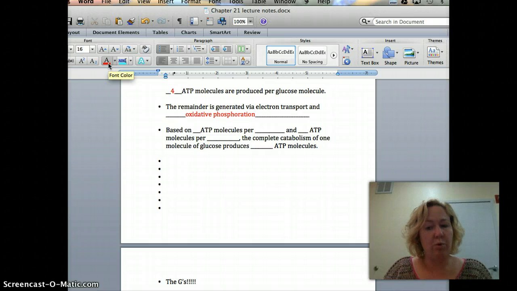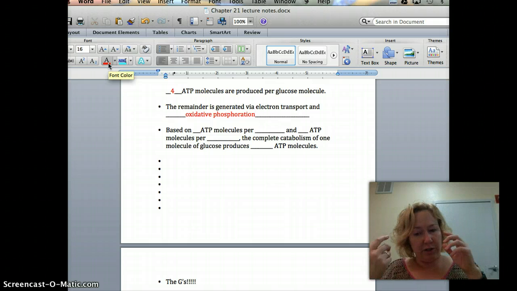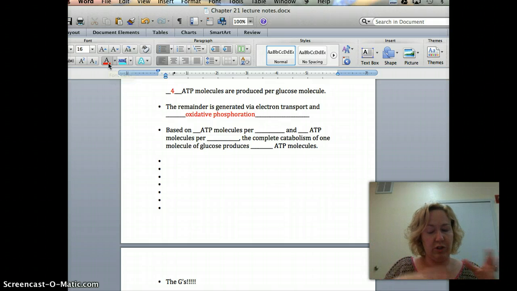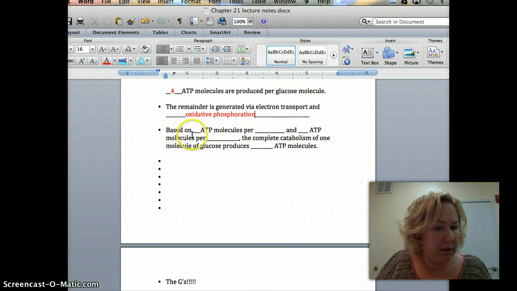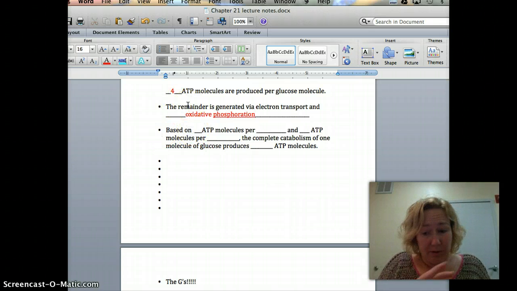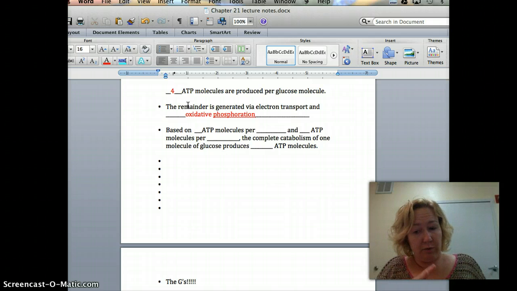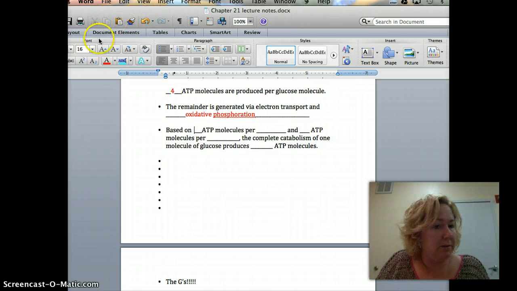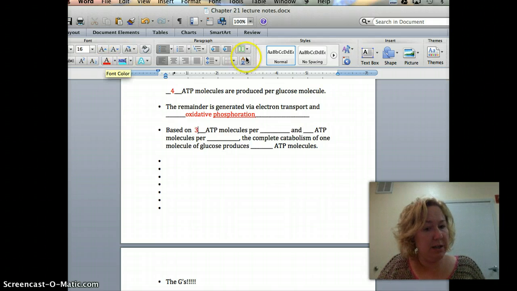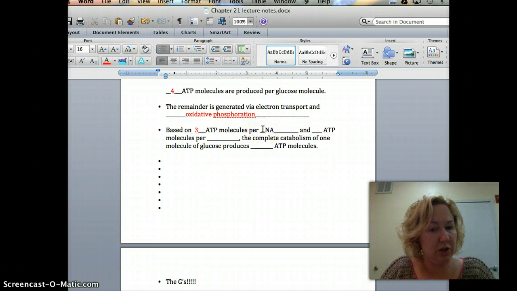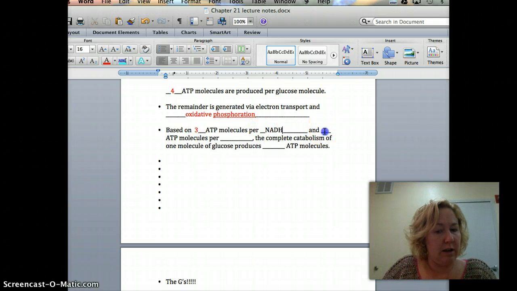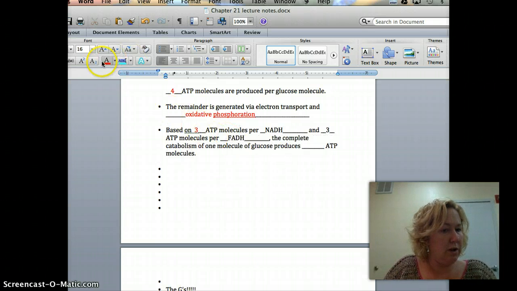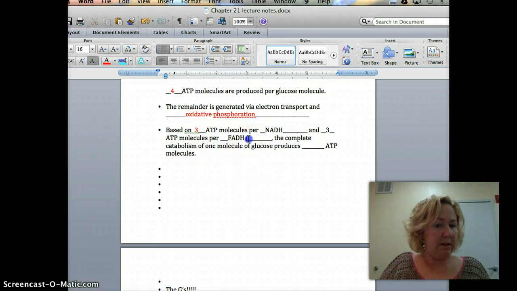The electron transport is, I have a bunch of energy, so I'm throwing hydrogens out the window. Oxidative phosphorylation is the process by which you actually get ATP. I will take either one of those answers for anything. You can call it the electron transport chain, you can call it oxidative phosphorylation, you can call it both. I don't care. Based on 3 ATPs per NADH, and I think you get 3 from FADH2.